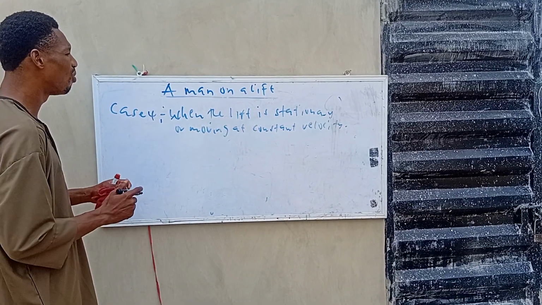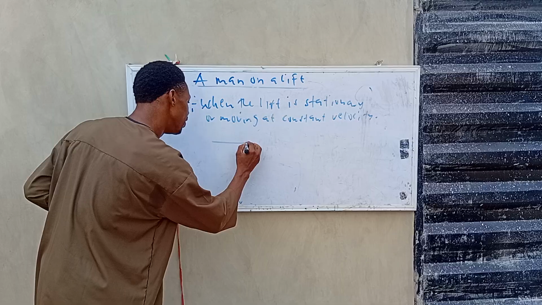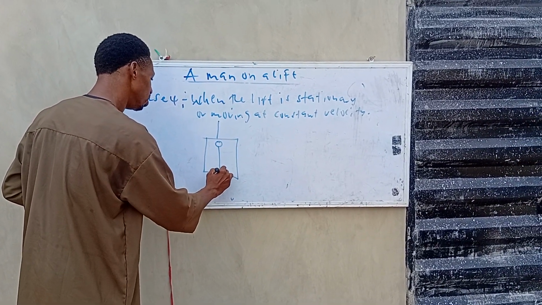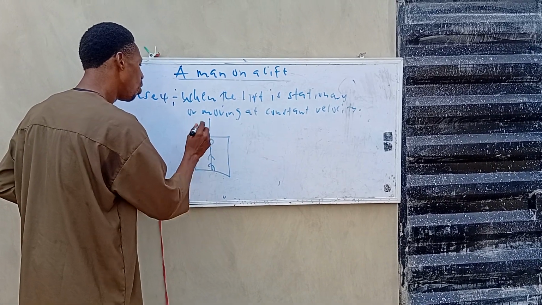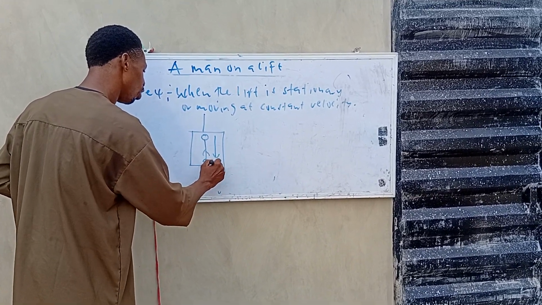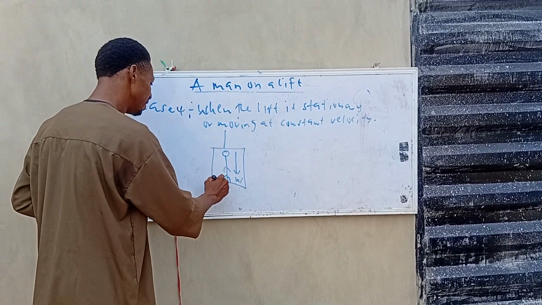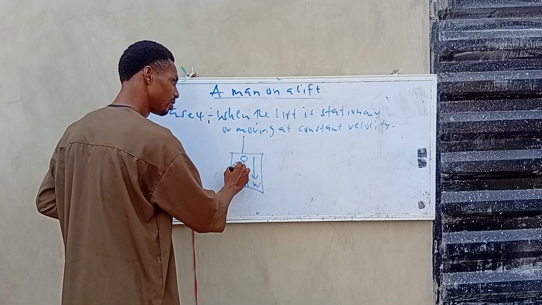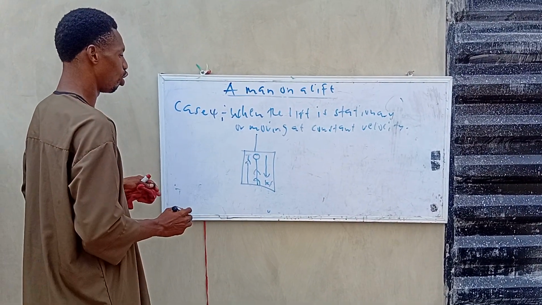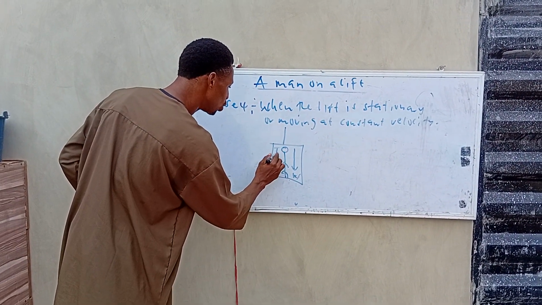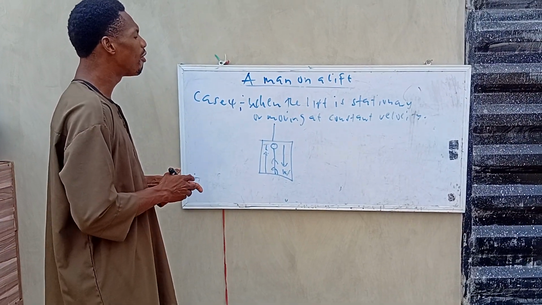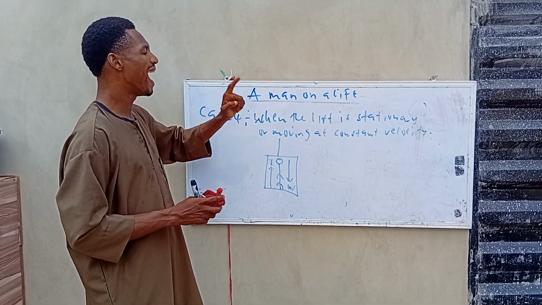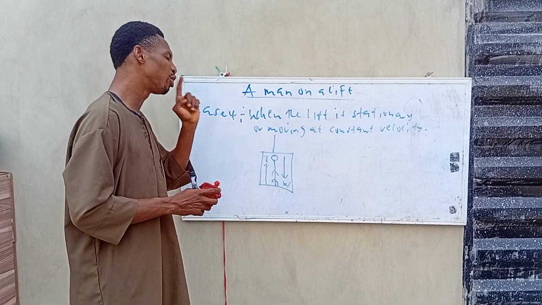Now, in this case, let's assume this is the elevator. This is the rope of the elevator. This is the man on the elevator. Let's assume this is the weight of the man acting downward, and this is the force from the floor of the elevator acting upward. Please take note, for the lift to be stationary or moving at constant speed.